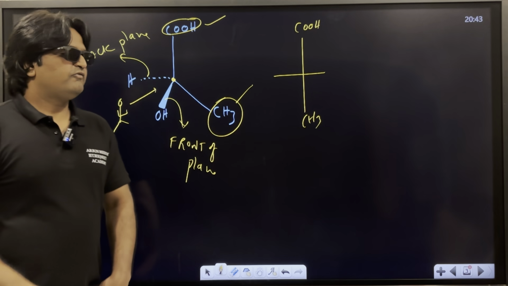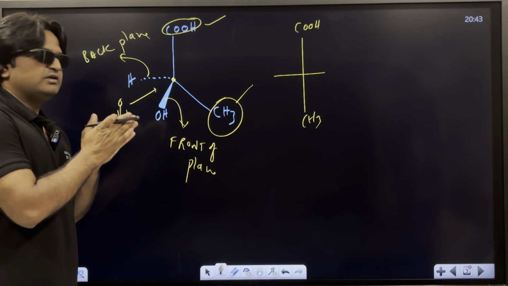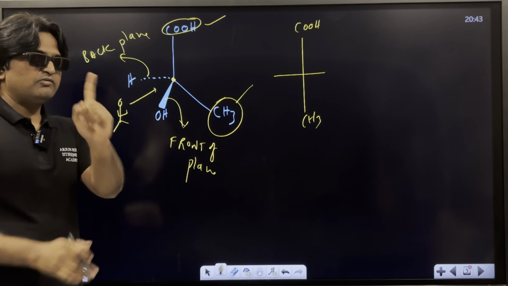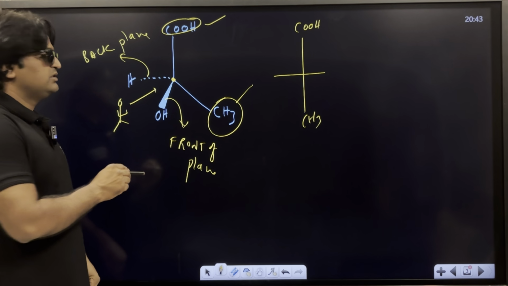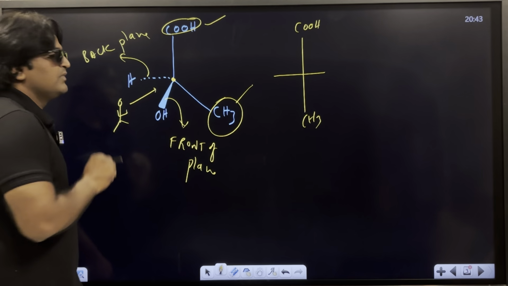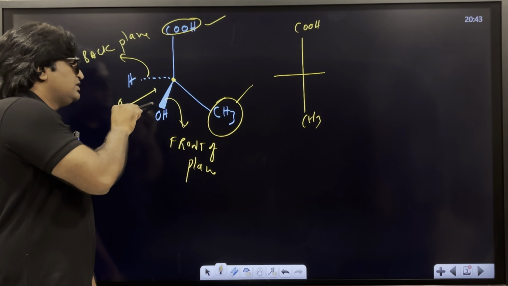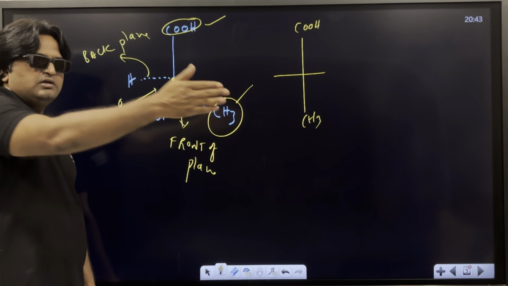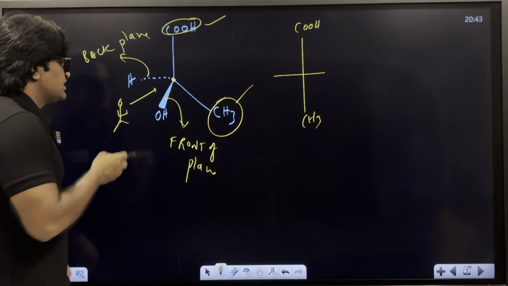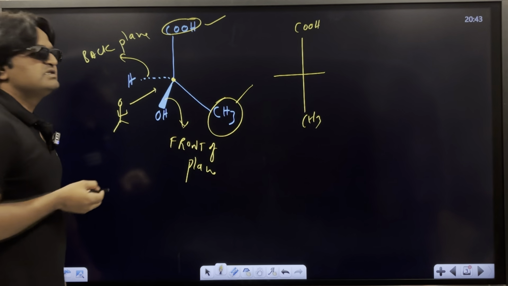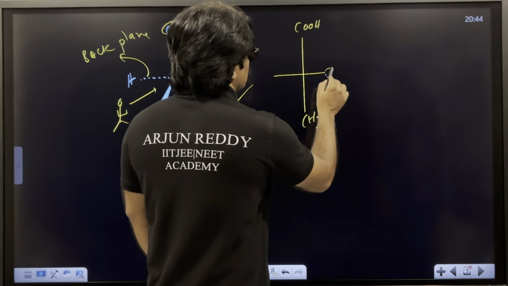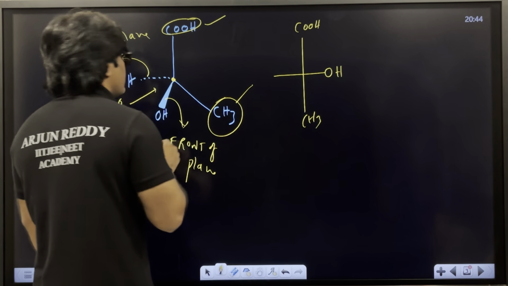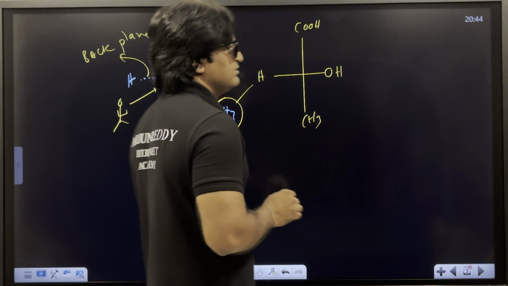Hydrogen back of plane. For example, if you stand on the right side and observe this molecule, what is the condition? You should stand in between the out of plane groups. That's why I am taking an arrow here. According to this person, this OH is front of plane, nothing but the front side. Now with respect to this person, is OH on the right side or left side? Right side. Now here OH is on the right side and hydrogen on the left side.